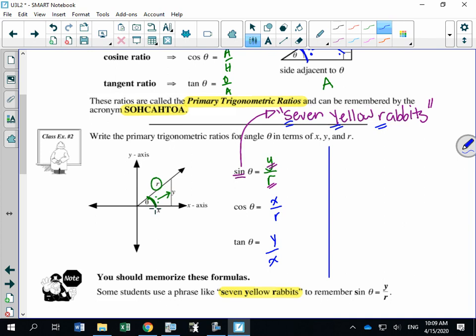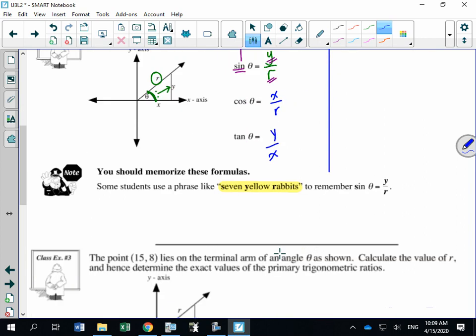When we do examples from now on, I'm not going to say sine is O over H. I'm going to say sine is 7 yellow rabbits, which is y over r. Cos is x over r, and tan is y over x. Some students use the phrase 7 yellow rabbits to remember this. If you can remember sine is y over r, then cos of theta is x over r, and tan of theta is y over x.